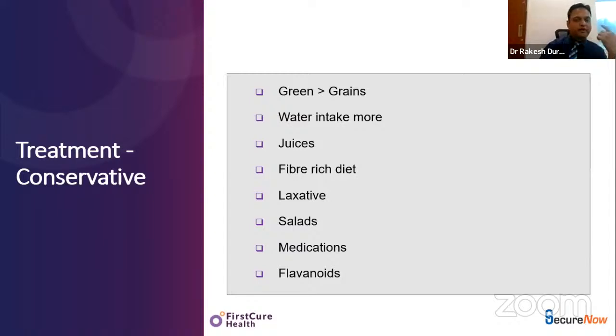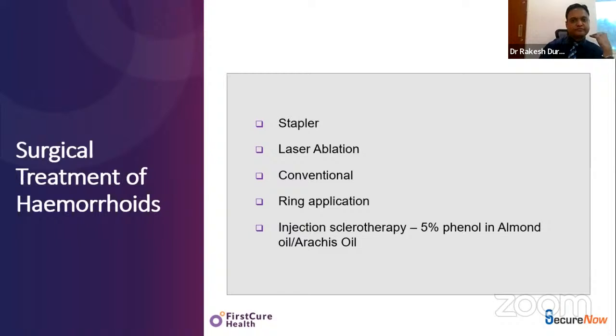So again, coming back to the first point, greens should be more than grains. Chapati and rice should be as low as we can, and the plant-based diet is the best diet that a human being can have. Now, if it does not resolve, or if the bleeding is too much, what do we do? Then we get on to our second part, the surgical part of hemorrhoids.